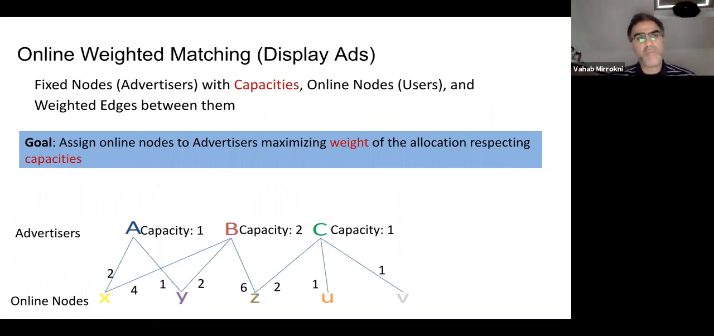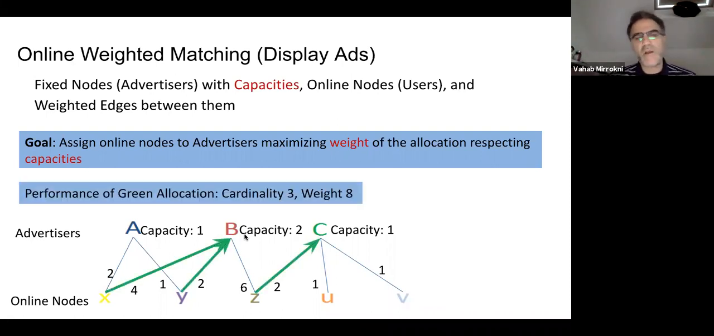We can also talk about the online weighted matching problem, where instead of budgets, we have capacities. And the capacities are degree constraints on a bipartite graph. A similar greedy algorithm can be applied here. Greedy algorithm has cardinality 3, weight 8.